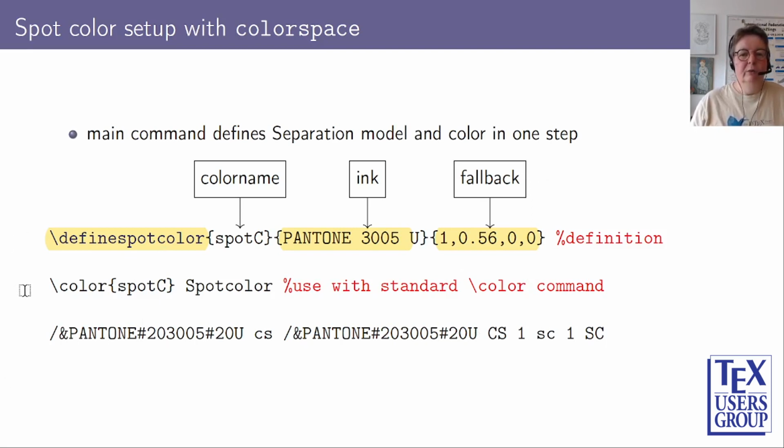Using the color can then be done simply with a standard color command, as colorspace patches into xcolor. And you get something quite similar in the PDF as previously, only that the name used for the color model looks a bit more complicated, as it doesn't use simply a numbered name, but builds the name from the ink name. And the order is a bit different. Here are the values, but this doesn't matter.